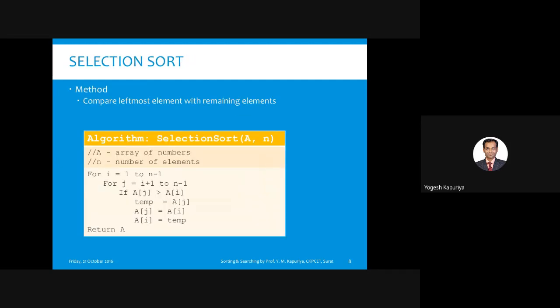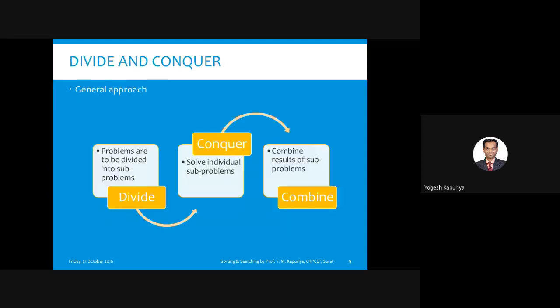Obviously, when you have an array of elements, if the size of the array is small, then it will be fine. It sounds good and it runs in sufficient time. But when the size of the array is very large, then what you require is a more efficient and more performance-driven sorting technique, and that can be provided by an approach called divide and conquer.